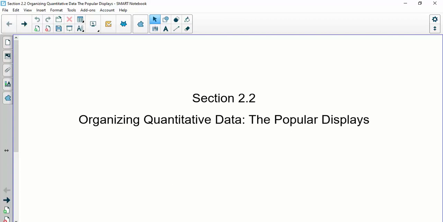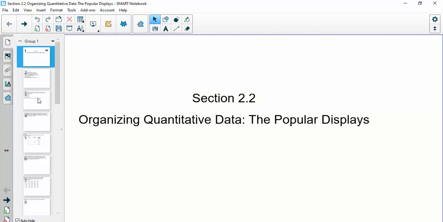Let's take a look at this. So yesterday we were focused on how we could represent qualitative data. Today we're looking at quantitative. So again, I'll do some things by hand and then we'll show you some other tricks to speed things up if you want to use your technology.